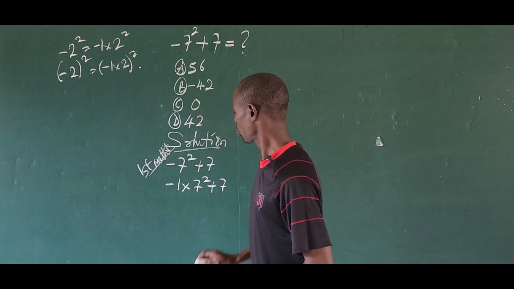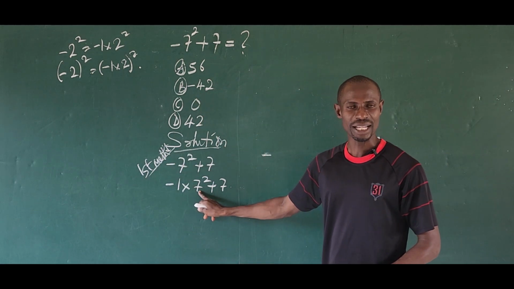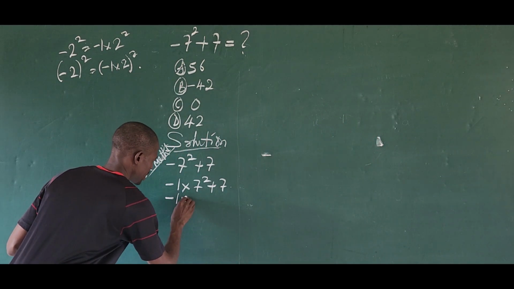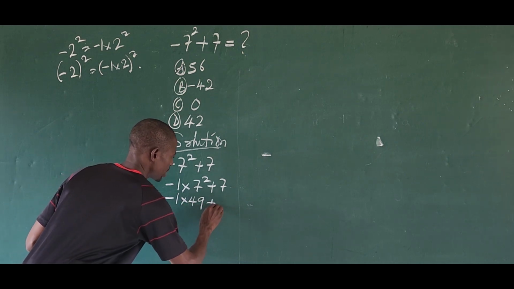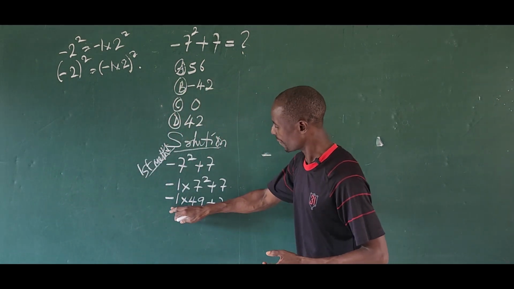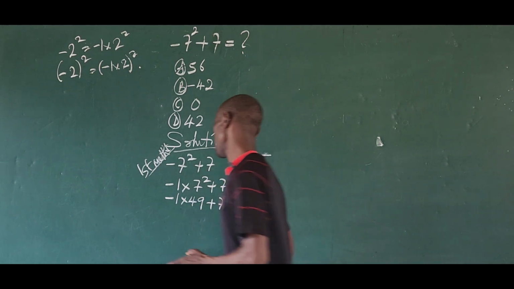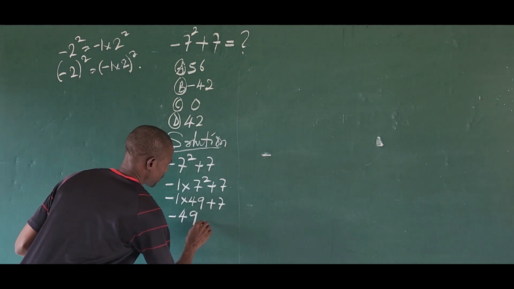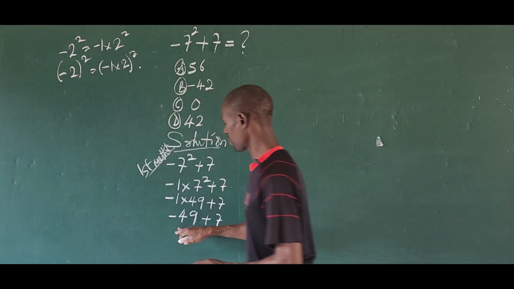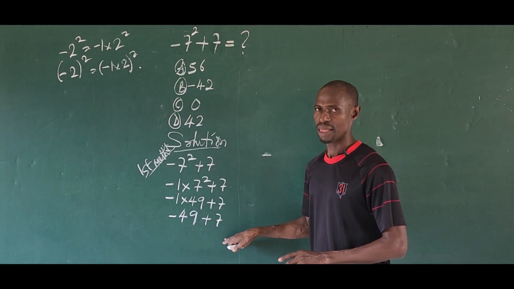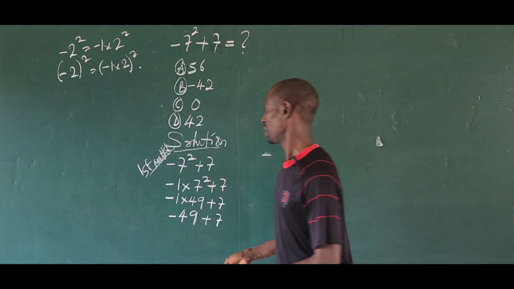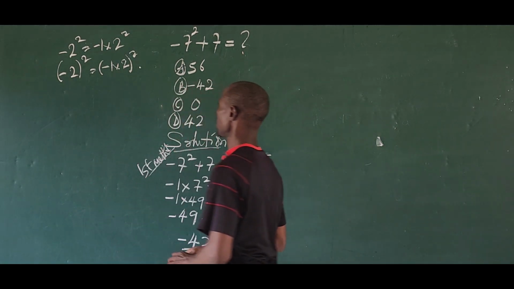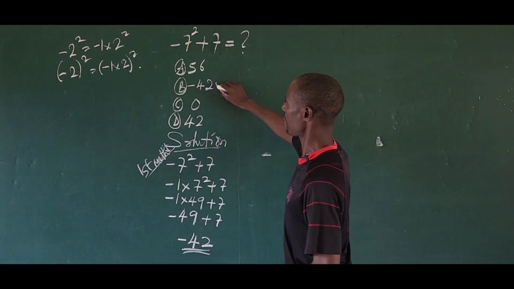So we can find the value of 7 to the power of 2, which is 49. So we're going to have minus 1 times 49, plus 7. Good. So minus 1 times 49 will give us minus 49, then plus 7. So what is minus 49 plus 7? That will give us minus 42. And so this is going to give us minus 42 as the final answer. So do we have minus 42 here? Yes, we have minus 42 here.